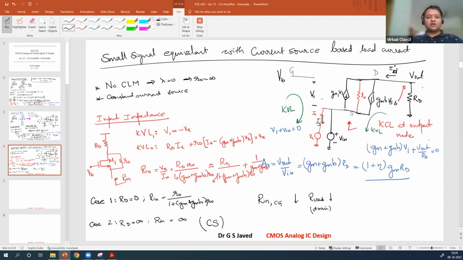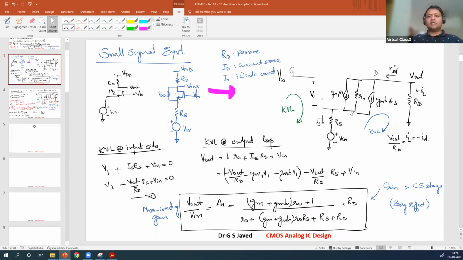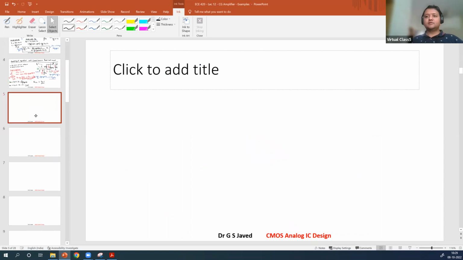Now, what is the output impedance? Output impedance you will get from the gain circuit. It is brought here. Output impedance will be 1 plus gmb times r0, that is this r0 plus gmb times r0, this value multiplied by the RS. Now that will be in parallel with RD. So this will be your output impedance. Understood?